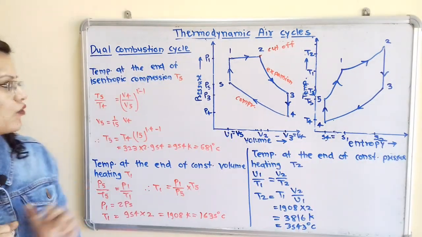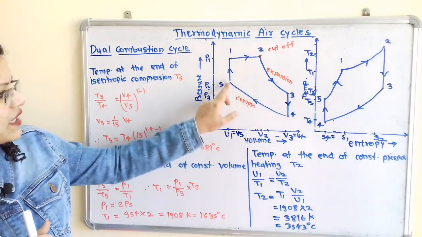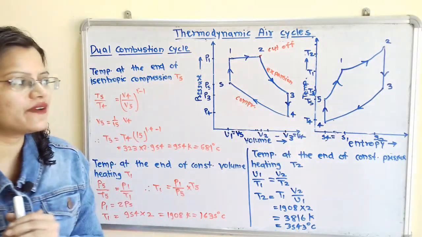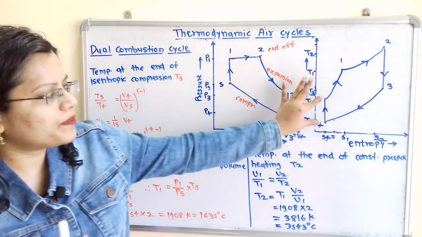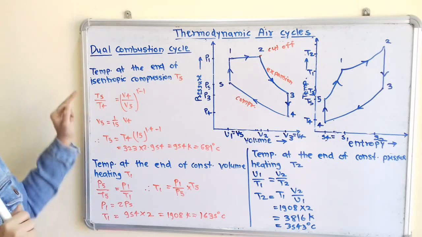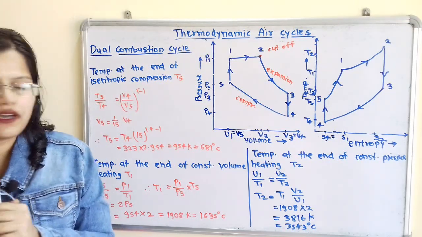First we will find out the temperature at the end of isentropic compression. So here is the isentropic compression process 4 to 5, and therefore we will find out temperature T5. Now this is the isentropic process. So what is the relation in between temperature and volume? That is T5 by T4 is equal to V4 by V5 raised to gamma minus 1.